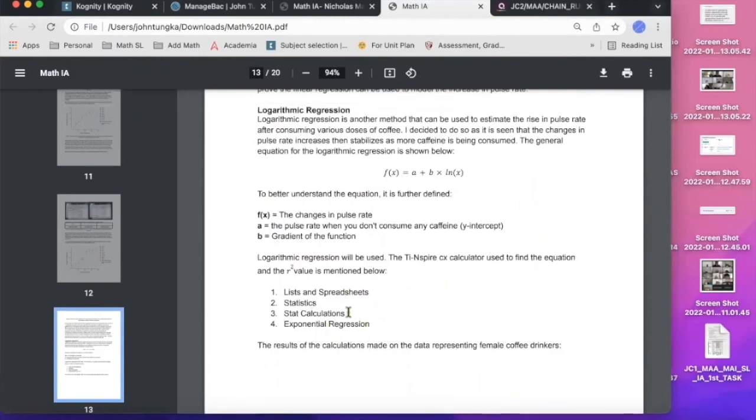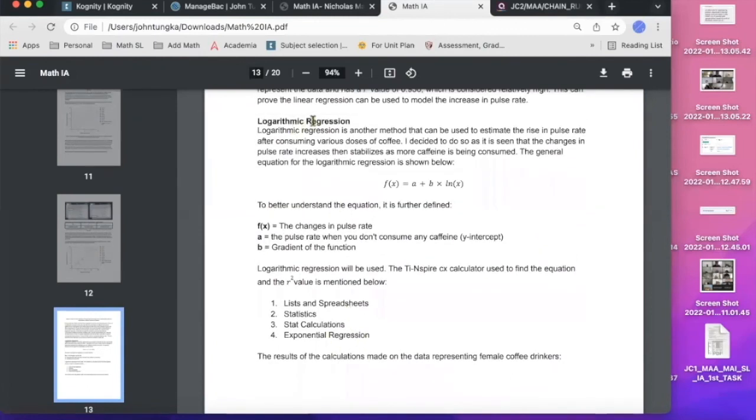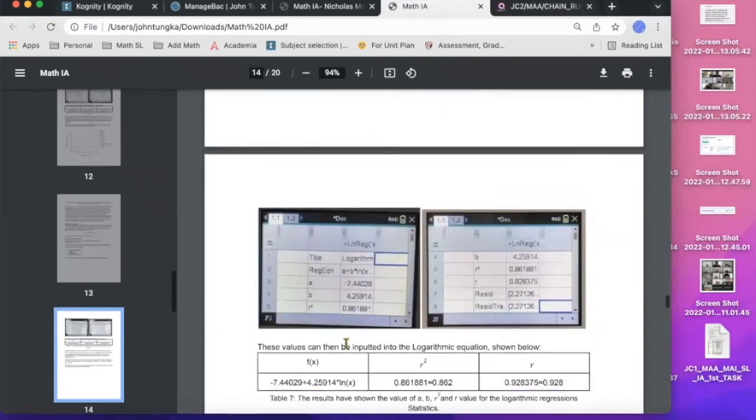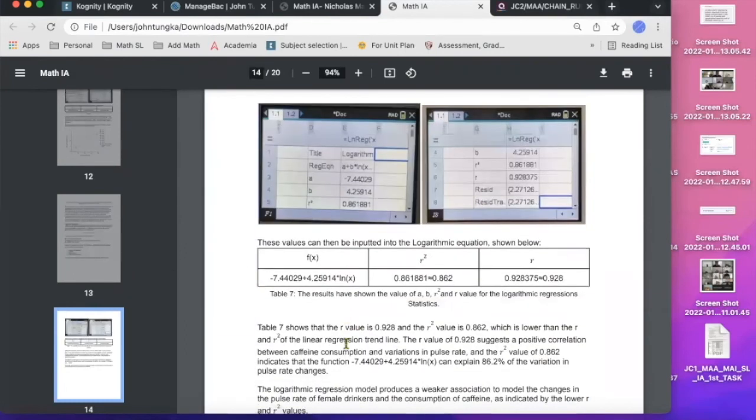Exponential regression, but this is logarithmic regression. Can you double check on this? You put logarithmic, and this is exponential. Oh yeah, I forgot. Please double check. Right. Okay, this is going to be the last page for today. Yeah.